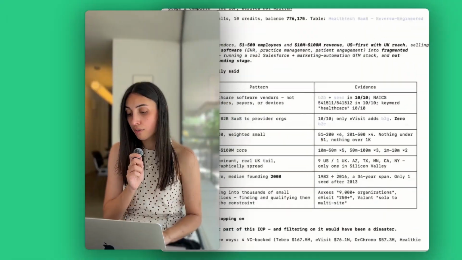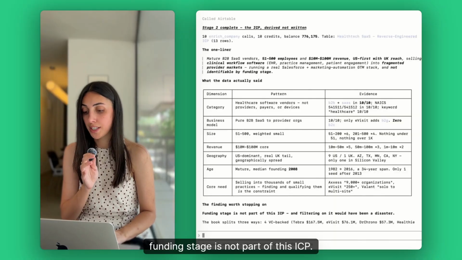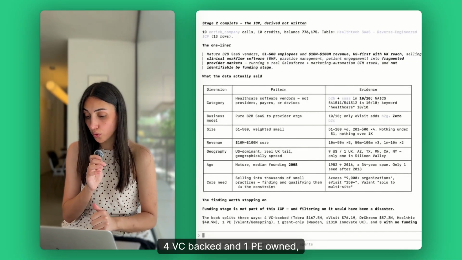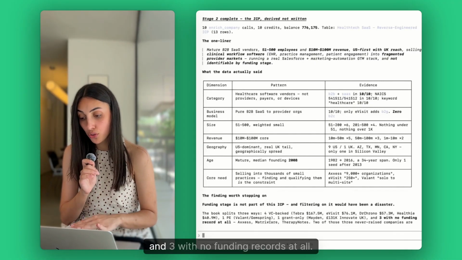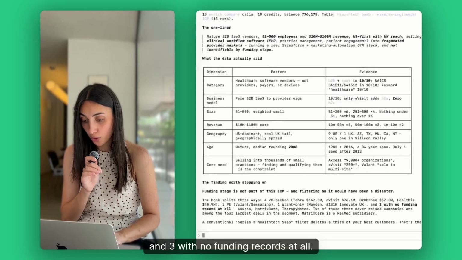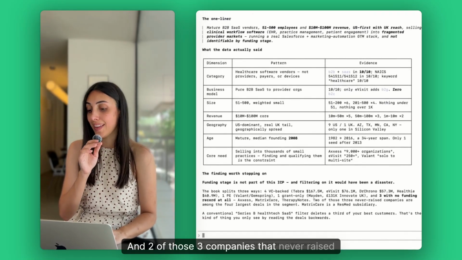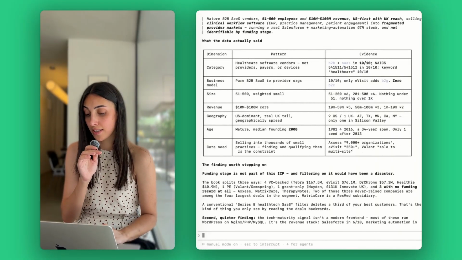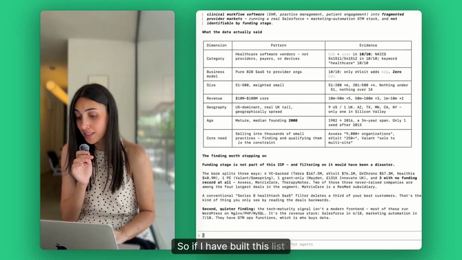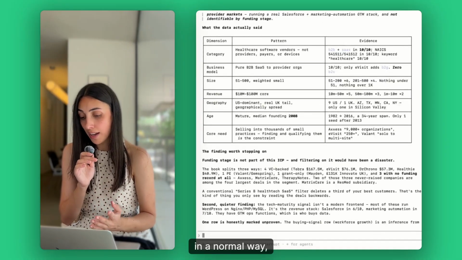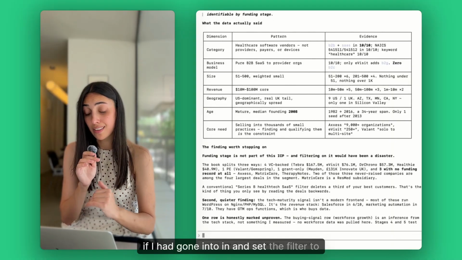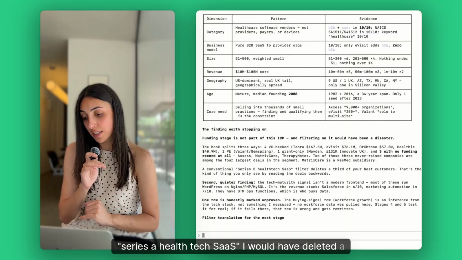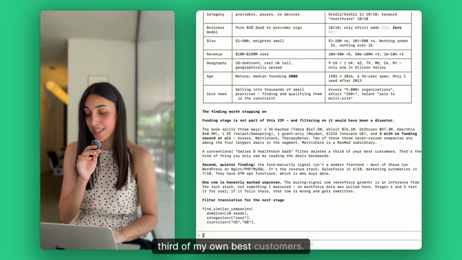And then this: funding stage is not part of this ICP. Look at the split. 4 VC-backed, 1 PE-owned, 1 grant-only, and 3 with no funding records at all. And 2 of those 3 companies that never raised a round are among the 4 biggest deals in the entire segment. So if I had built this list the normal way, if I had gone in and set the filter to Series A healthtech SaaS, I would have deleted a third of my own best customers.